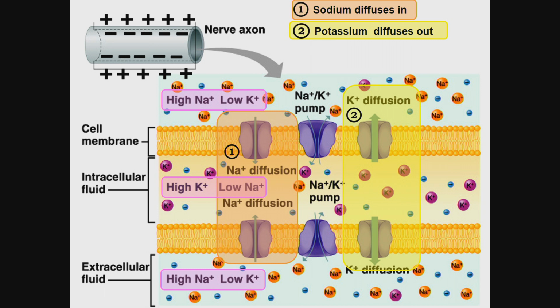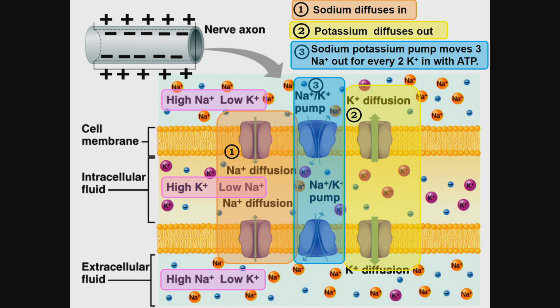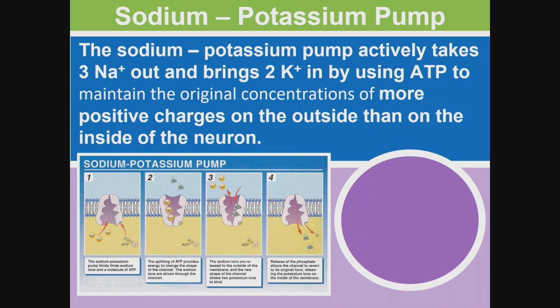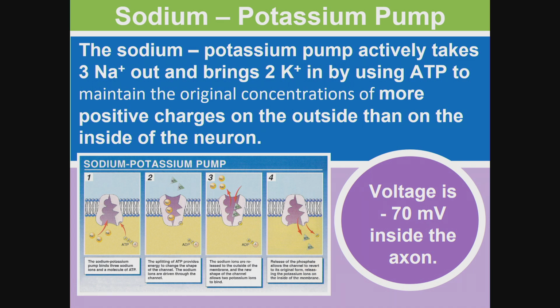Then to get the neuron to be polarized once more, the sodium-potassium pump works and pumps 3 sodiums out for every 2 potassium in, and this requires ATP. The sodium-potassium pump actively takes 3 sodiums out and brings 2 potassium in by using ATP to maintain the original concentrations of more positive charges on the outside than on the inside of the neuron.